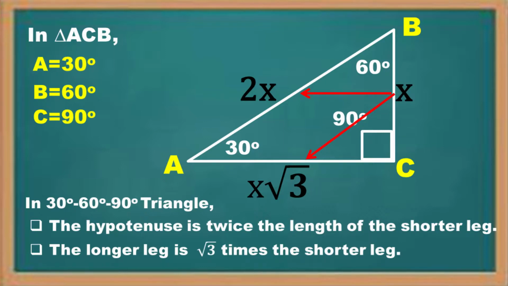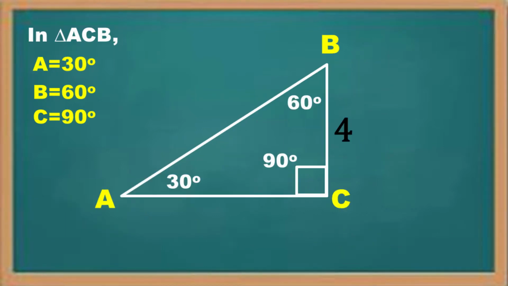Let us study the next example. If the length of the shorter leg is 4, then the hypotenuse will be 2 times 4, and that is 8, and the length of the longer leg is 4 times the square root of 3.